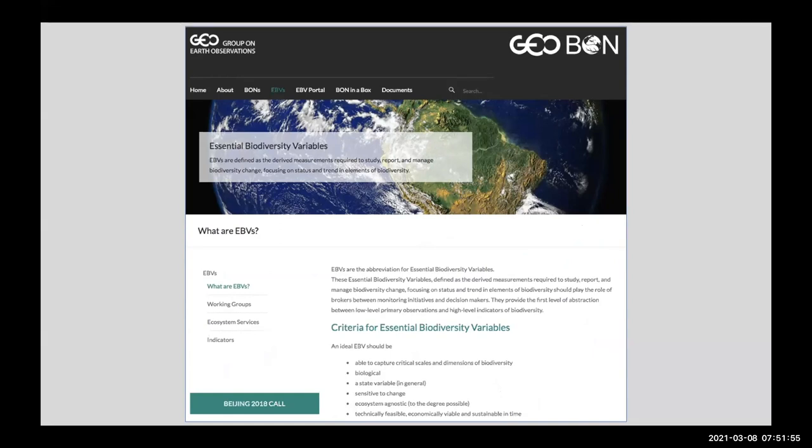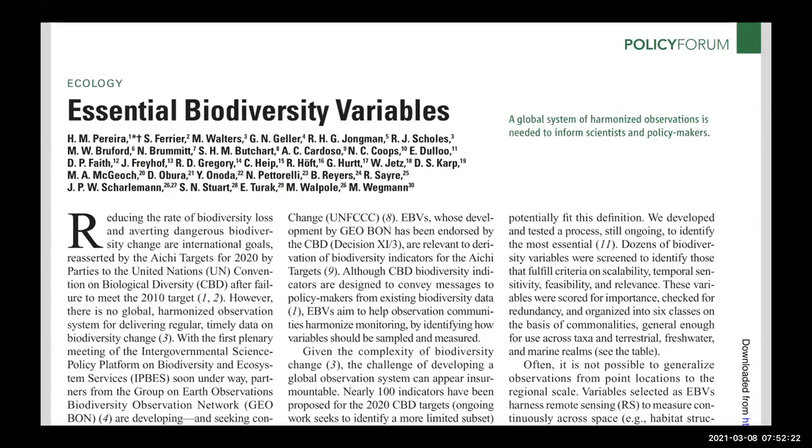But as soon as IPBES began to be discussed, it was very quickly pointed out that, well, in climate, you have these essential climate variables. Why don't we have essential biodiversity variables? And so this is a set of concepts that was cultivated and developed in the framework of GEO BON and IPBES as well, and led to, a few years ago, this publication.